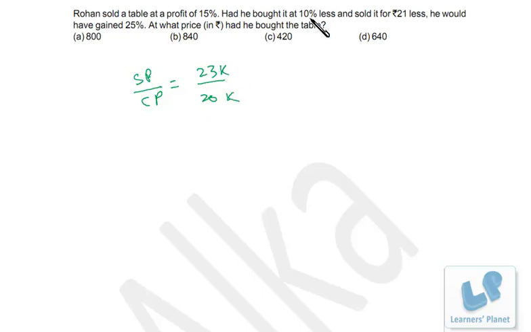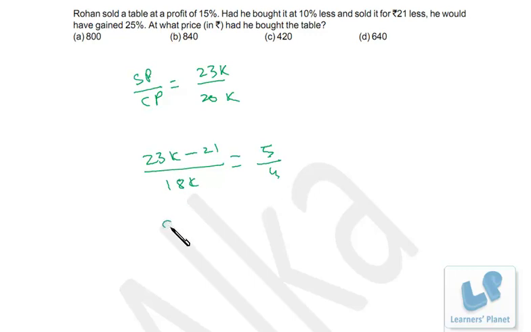Okay, had he bought it 10% less, that means CP should be 9 by 10. So 9 by 10 of 20K will be what? 18K. So I just write the new ratio. Sold it for rupees 21 less, that means 23K minus 21 by 18K is giving 25% profit. That means this data is 5 by 4. 25% is what? 1 by 4, and since it is a profit, so SP by CP ratio will be 1 plus 1 by 4, that's 5 by 4.